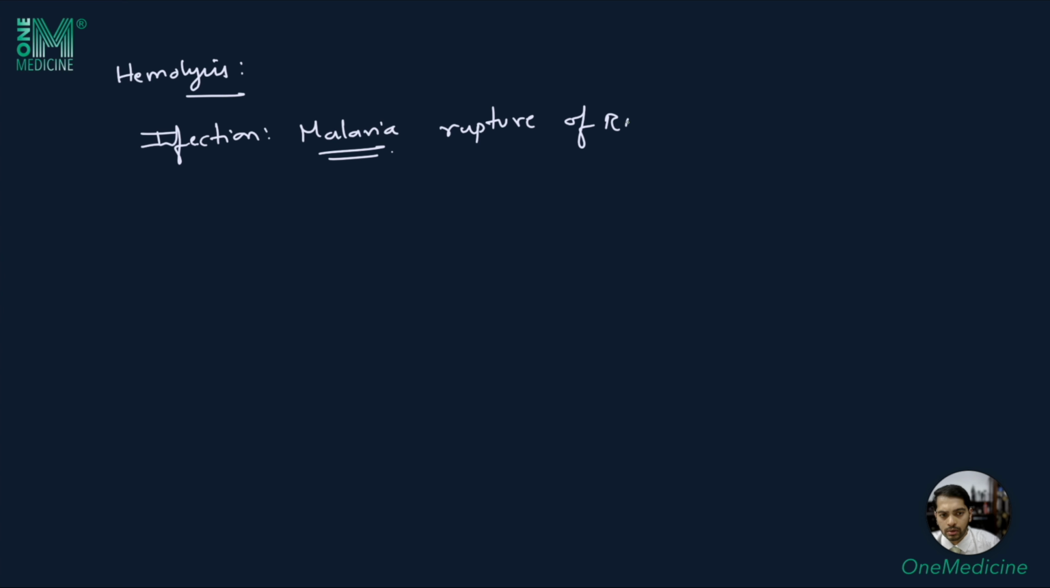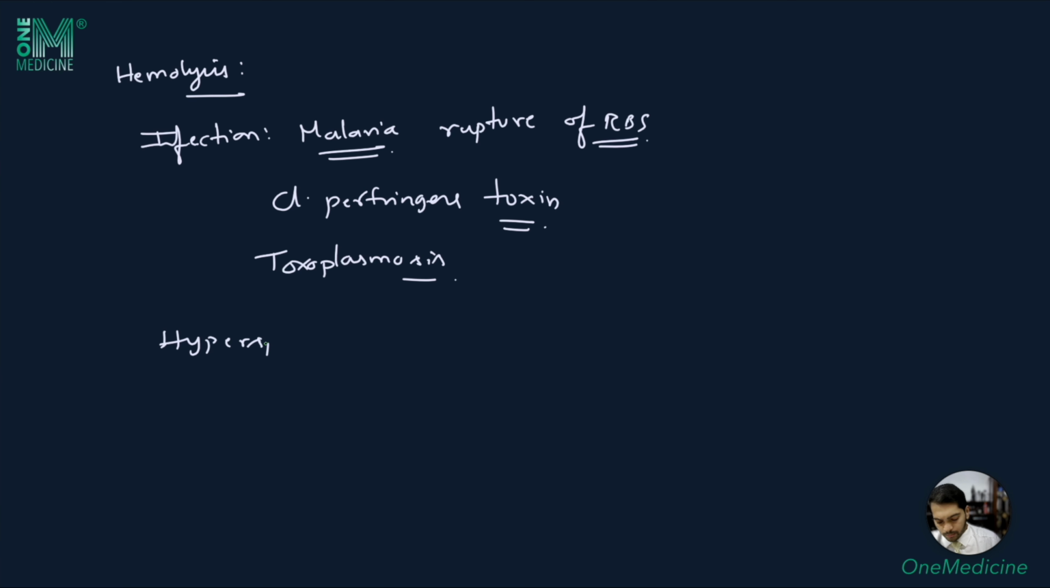Other examples of hemolysis include infections such as malaria, where there is direct effect on rupture of RBCs, leading to hemolysis and hemolytic picture. There can be Clostridium perfringens toxin-mediated hemolysis. Toxoplasmosis can also lead to hemolysis. Hypersplenism, where hemolysis is associated with pancytopenia.